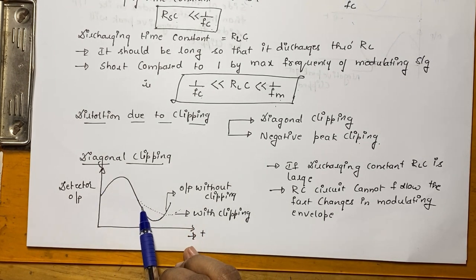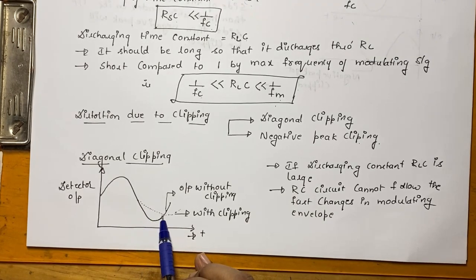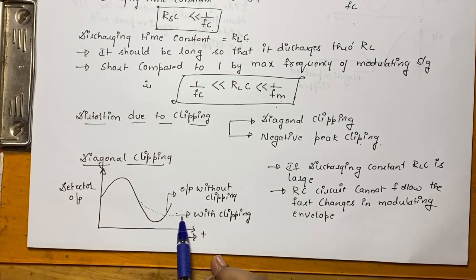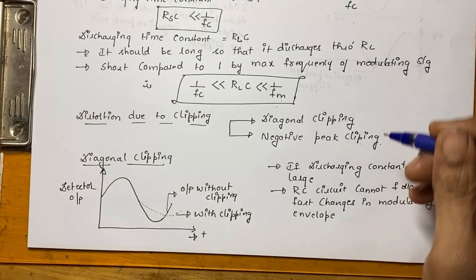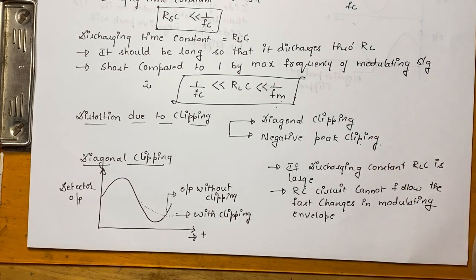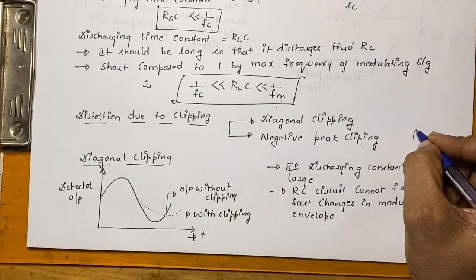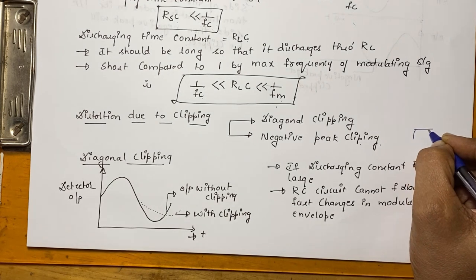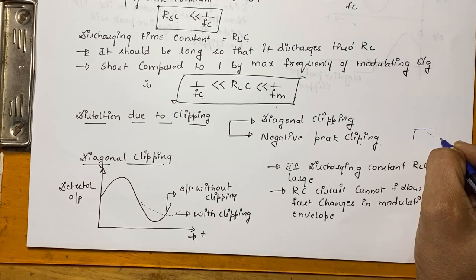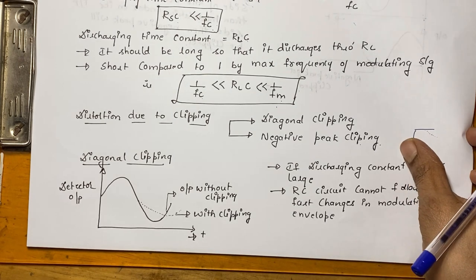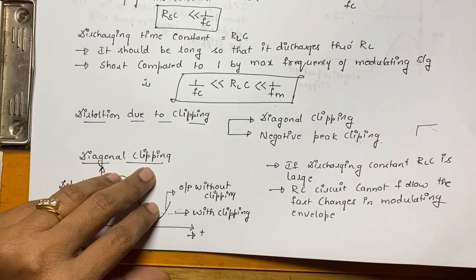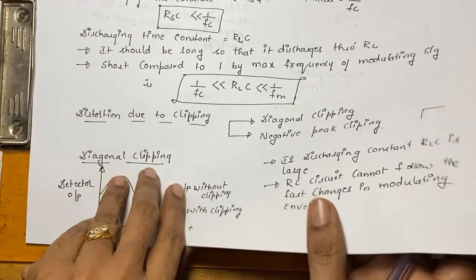You can see one more signal, that is the dotted line, wherein we are not getting back the original information signal, wherein some information has been clipped, that is, removed. When this happens, if the discharging time constant RLC of a capacitor is too large, then it will start discharging in such a way that the particular wave will be clipped off. Then the RC circuit cannot follow fast changes in a modulating signal envelope.